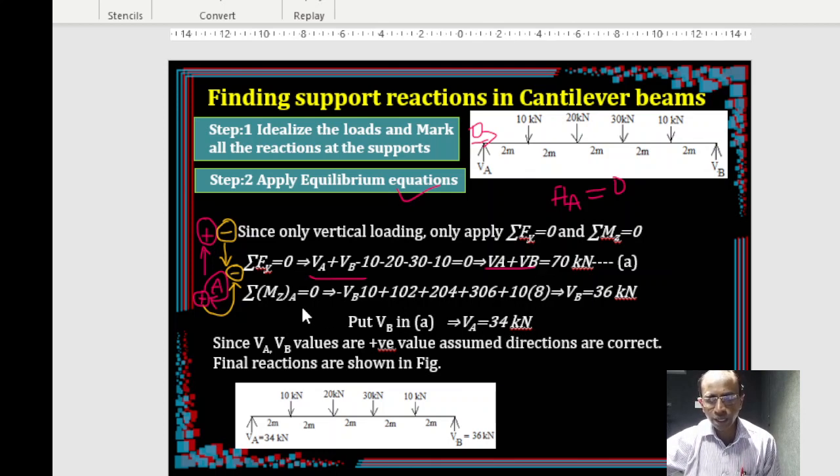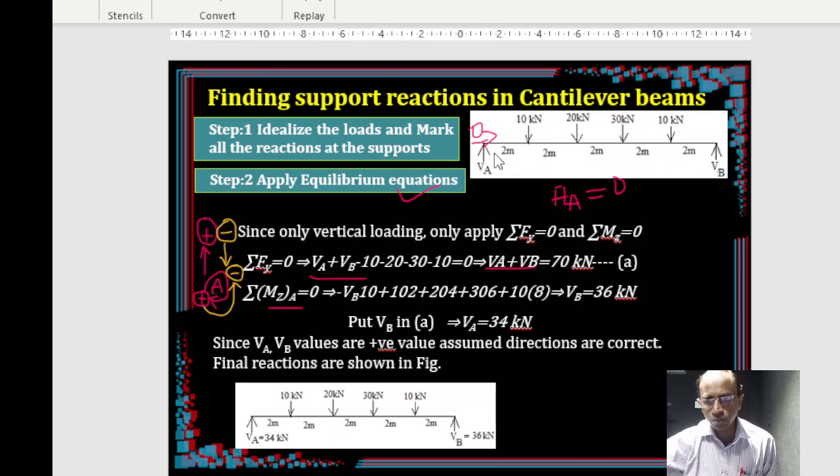So sigma Mz at A. One may ask, why at A? I can take some other point, it doesn't matter. You take any point where you like, right? You will be getting the solution. Generally taking the support will be beneficial. So Mz at A equal to 0, if you take it, right?